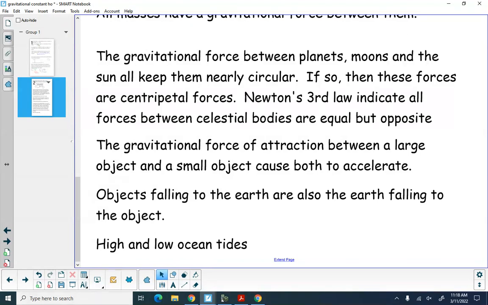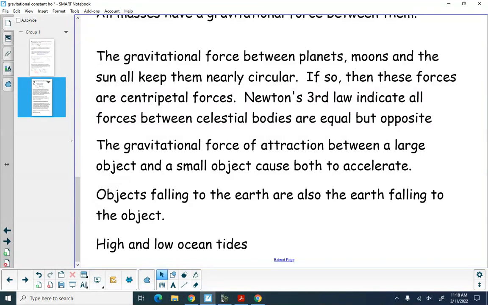Anybody know what causes it? Every 6 hours, high tide to low tide back to high tide. It's a periodic function. It's the moon. The moon, the phases of the moon causes your high tide and low tides.